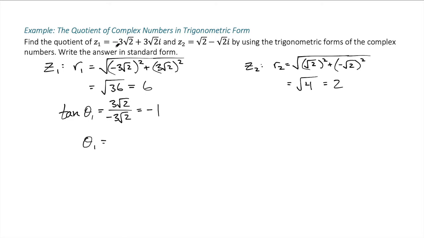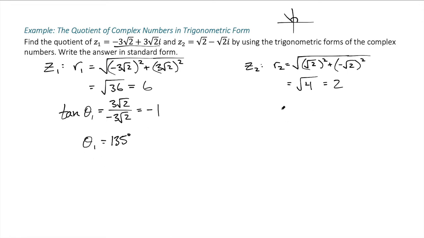And we need to think of quadrants here. This right here is a negative a and a positive b. So that's in our second quadrant. So in our second quadrant, tangent is equal to negative 1 at this angle that makes a 45-degree angle over here, which is 135 degrees. So theta 1 is 135 degrees.